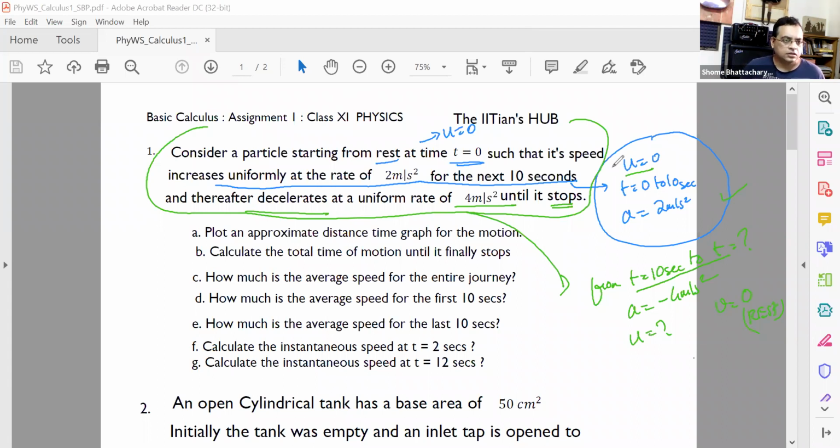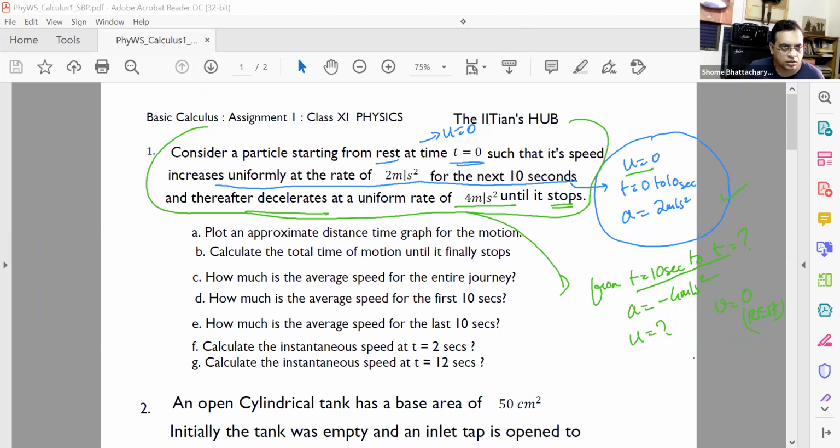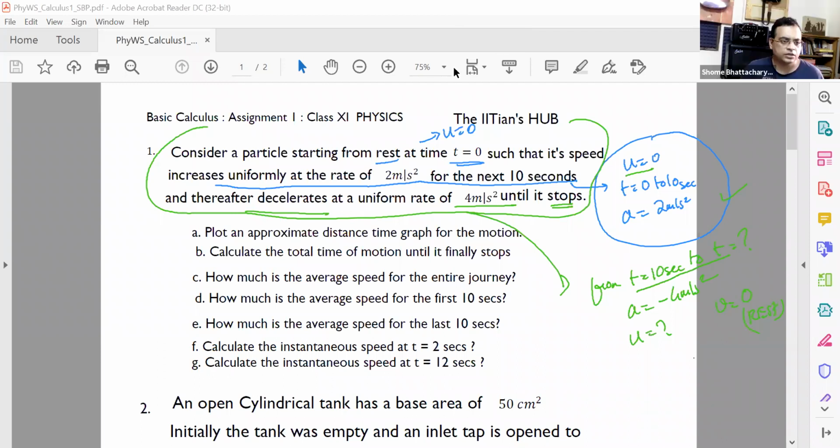Okay. So first, can you all explain what you wrote with green? How you wrote what you wrote with green? Can you explain that part? Yeah, I'll explain that. So what we know about "thereafter": thereafter means from 10 seconds onwards.